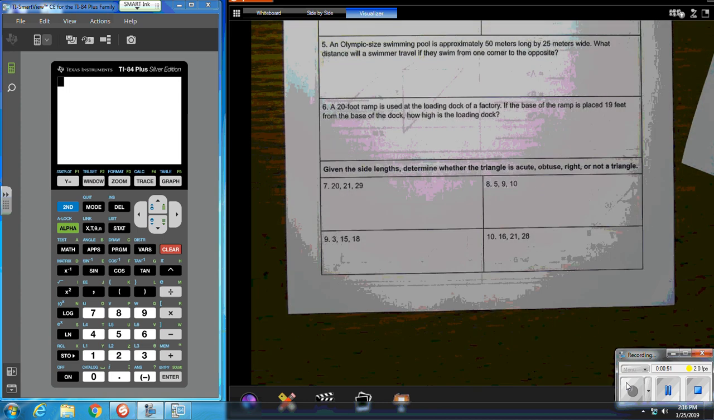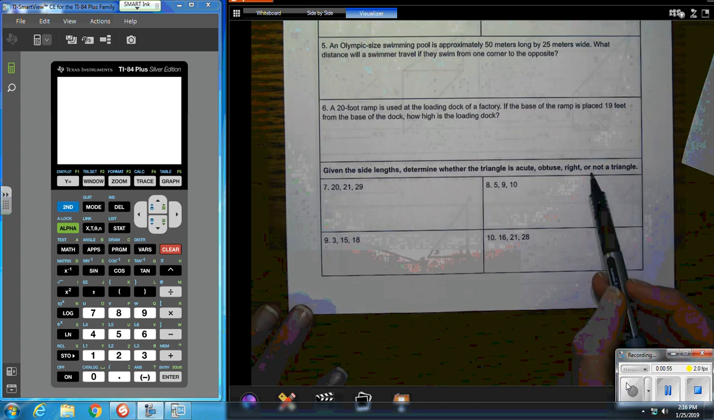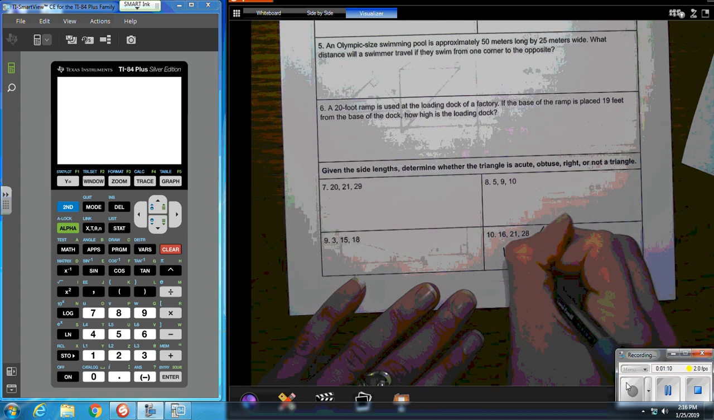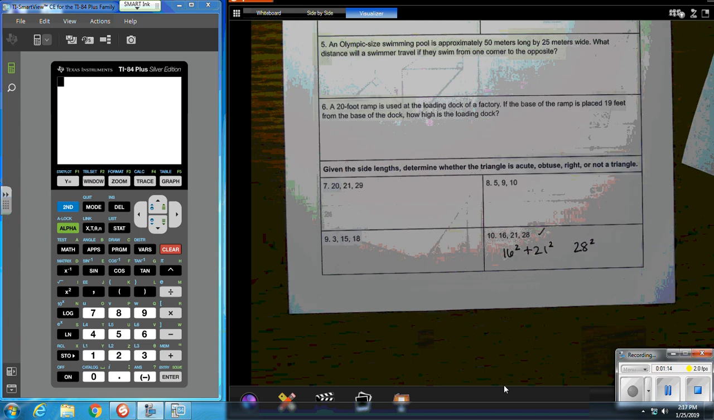For the second section, you're figuring out if it is a triangle or not, and then what kind it is. To figure out if it's a triangle or not, make sure that the two smaller numbers add to be bigger than the third. So for example, you make sure that 16 plus 21 is bigger than 28, and it is, so you can keep solving on that one. To figure out what kind, you would do 16 squared plus 21 squared and see how that compares to 28 squared.